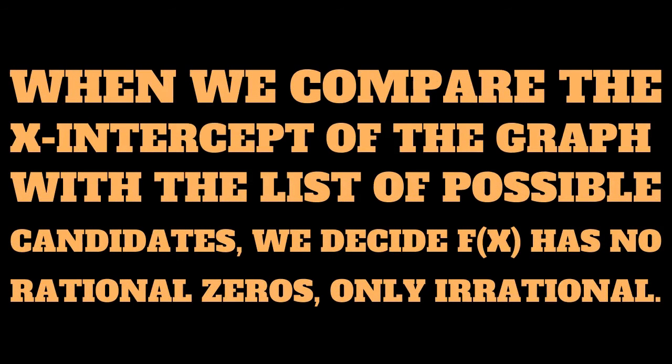So what we see is we compare the x-intercept of the graph we saw on the calculator with the list of possible candidates for zeros, and we decide that f of x has no rational zeros, only irrational.